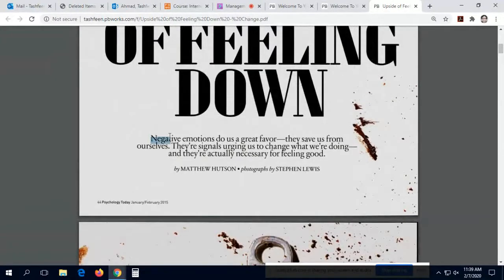For example, negative emotions do us a great favor. They save us from ourselves. They are signals urging us to change what we are doing, and they are actually necessary for feeling good. They say if you don't feel bad, how are you going to feel good? And this is coming from Psychology Today, an internationally reputed magazine. So please look into that.